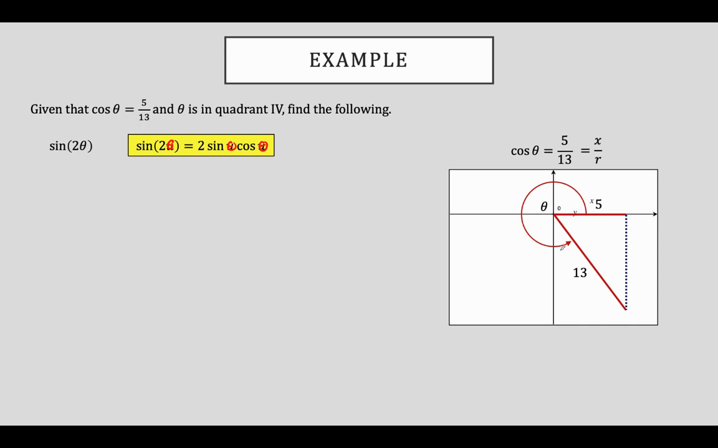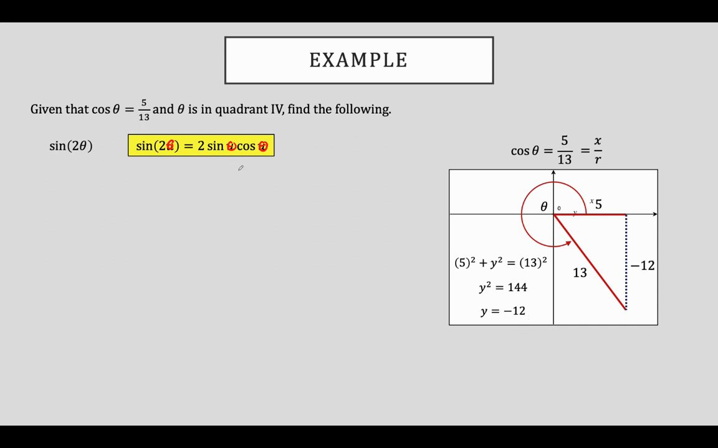Okay, so here I have my angle theta. In order to find the sine of our angle theta, we're going to have to know the y-coordinate. That requires us to use the Pythagorean theorem. 5 squared plus y squared is equal to 13 squared. This gives us y squared is equal to 144, and y is going to be equal to negative 12. Notice that the y value must be negative because our angle terminates in the 4th quadrant. Y is equal to negative 12.